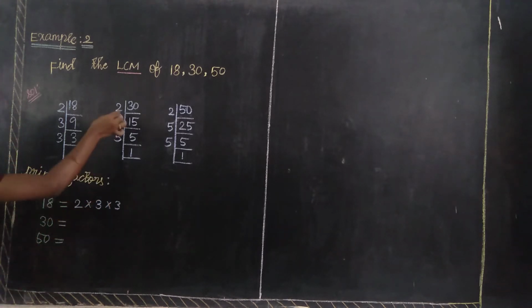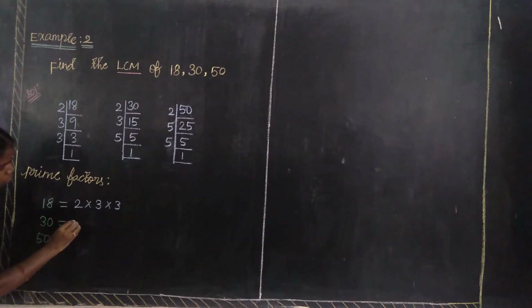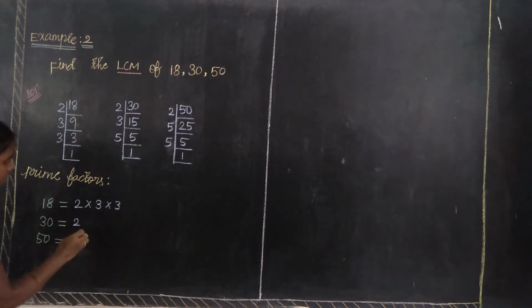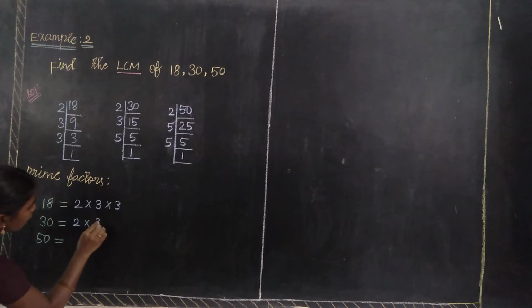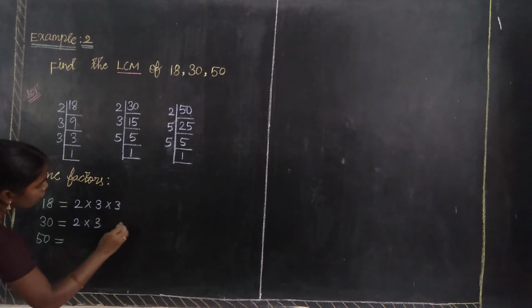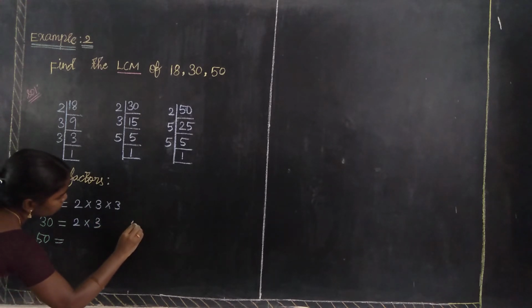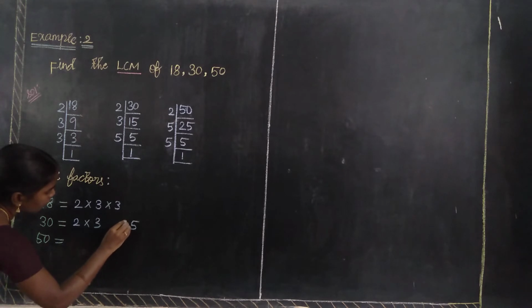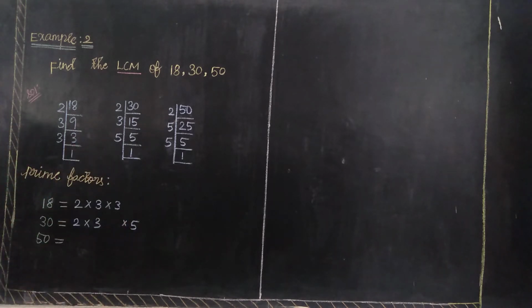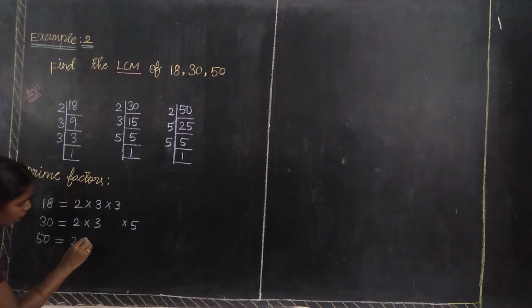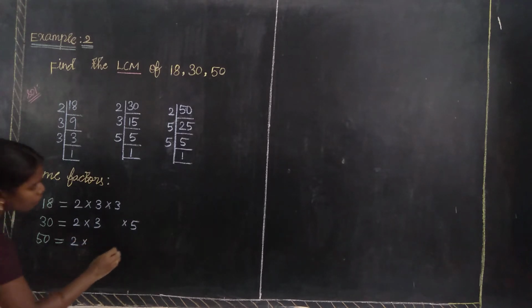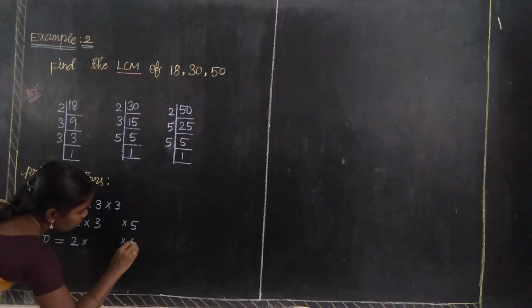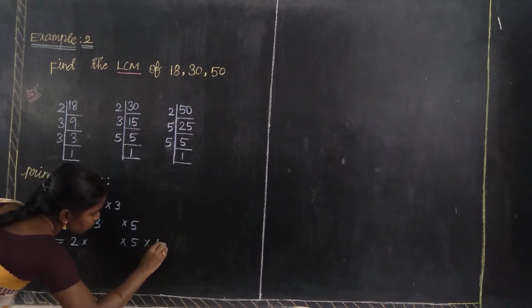Next, the factors of 30 are 2 into 3 into 5. And next, the factors of 50 are 2 into 5 and into 5.